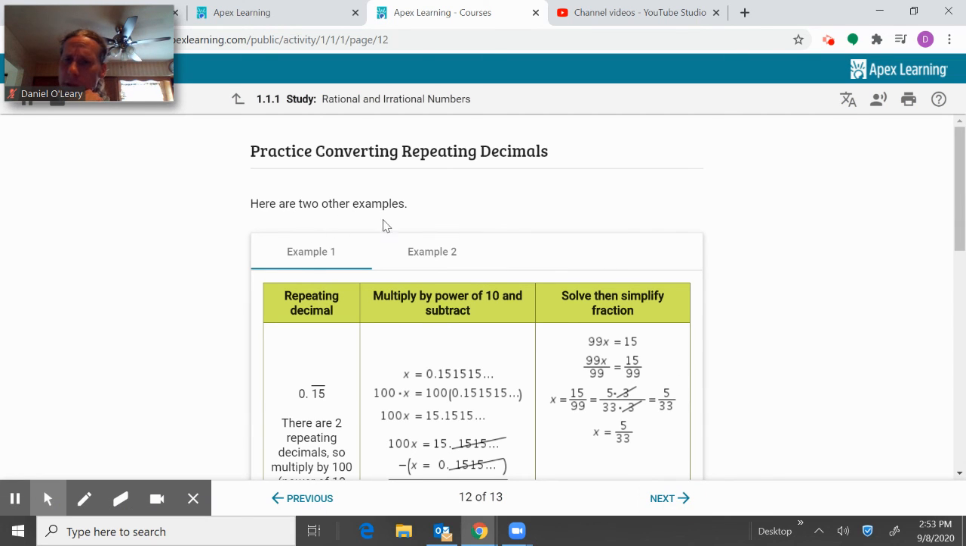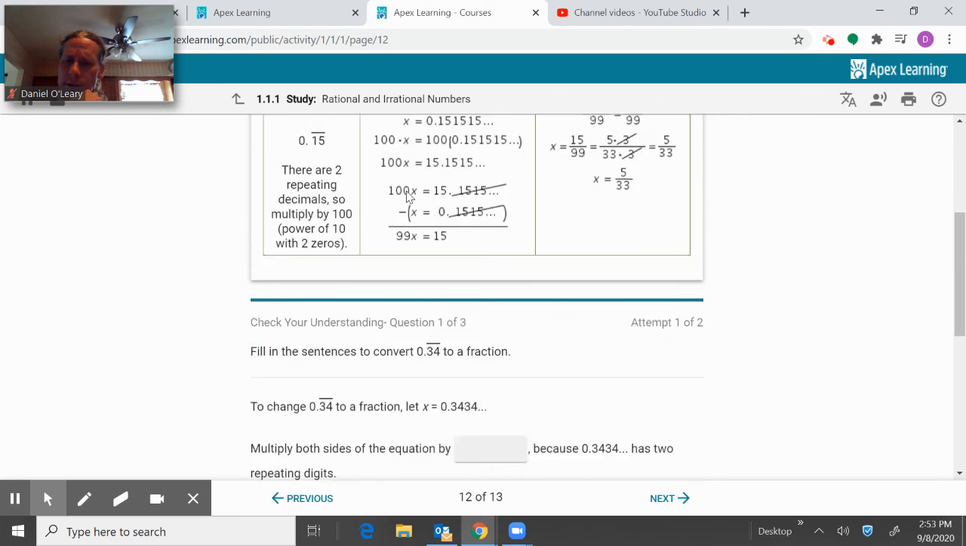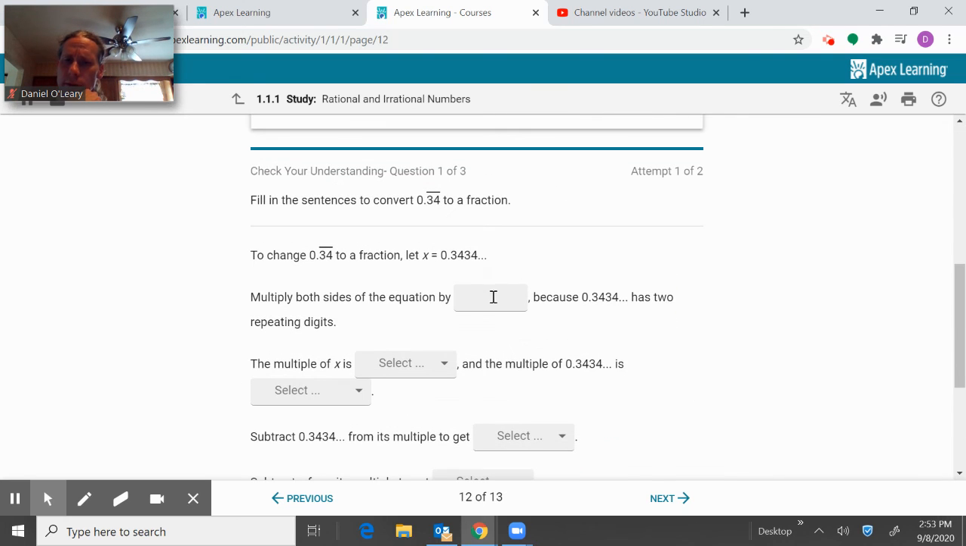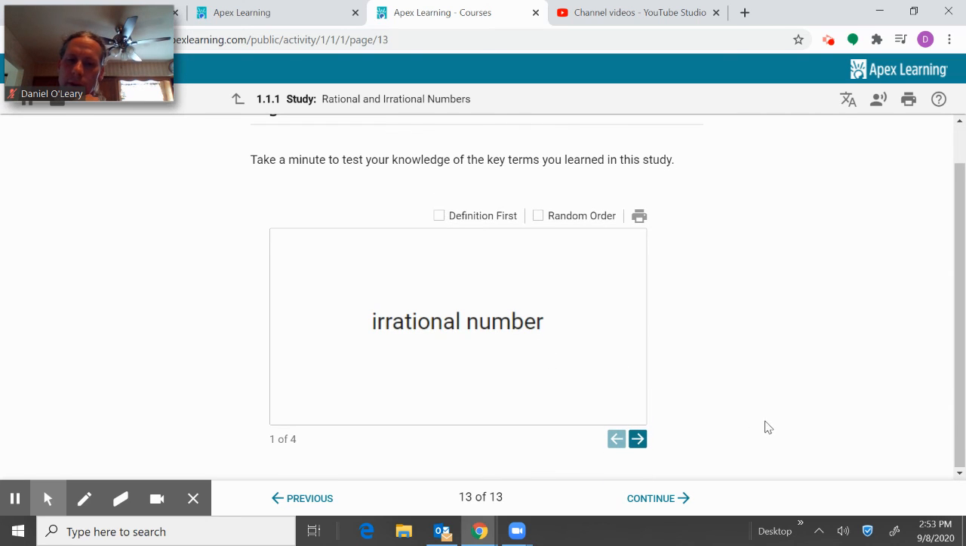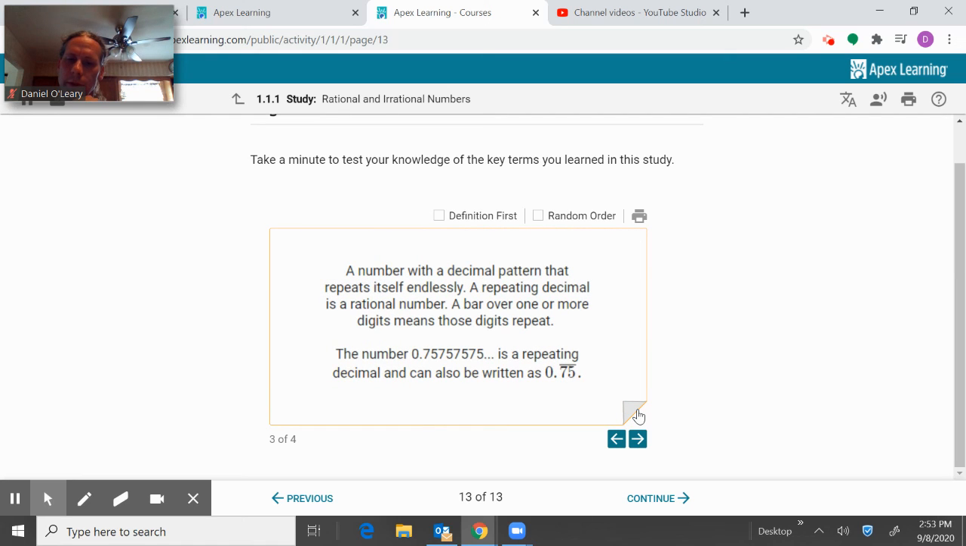Okay. Here are 2 other examples. So with some practice, again, sometimes typing in, sometimes with a drop down. All right, take a minute to test your knowledge. So here's some different definitions. If you click it, it gives you the definition and an example. So there you go. Once you complete this, you would be done with that, and then you can try those other things I showed you on Apex in preparation for the quiz, which is 1.1.5.